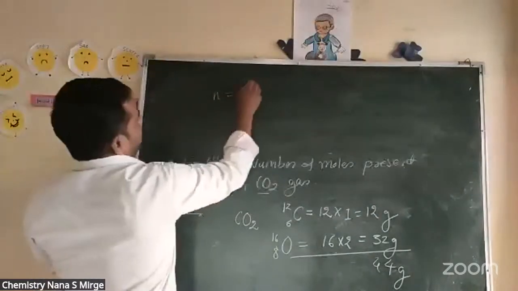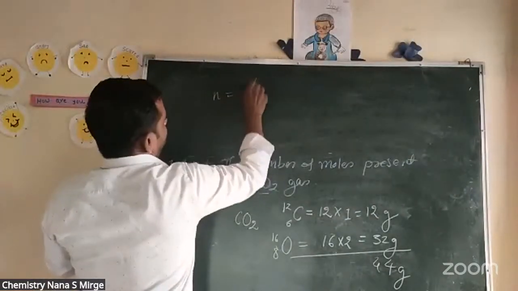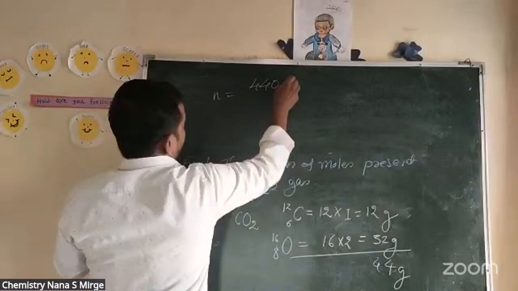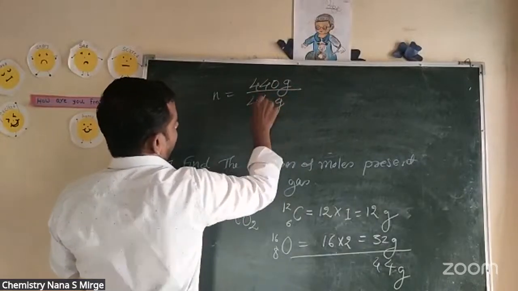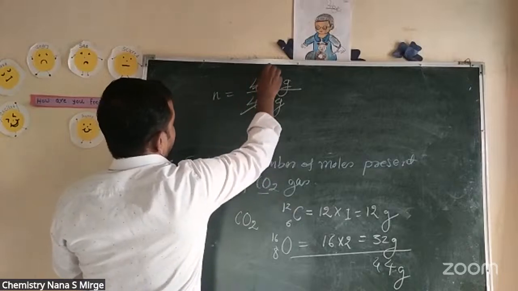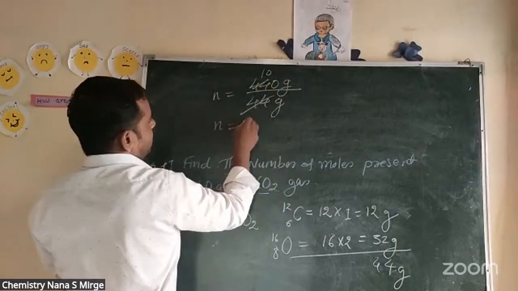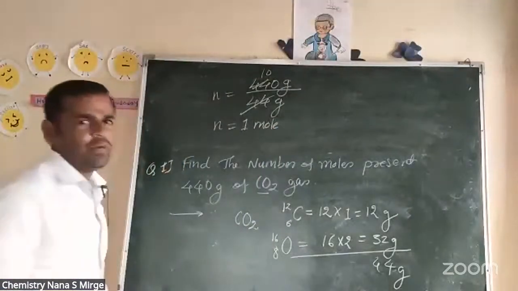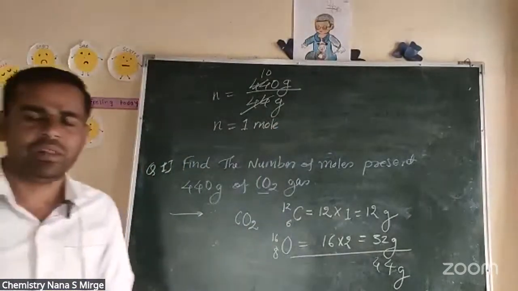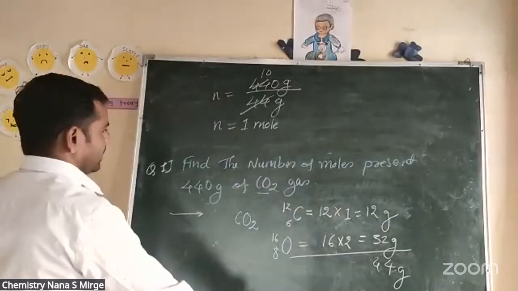So n is equal to 440 gram given divided by 44 gram, which comes to 10 moles. n is equal to 10 moles. Now try another example.